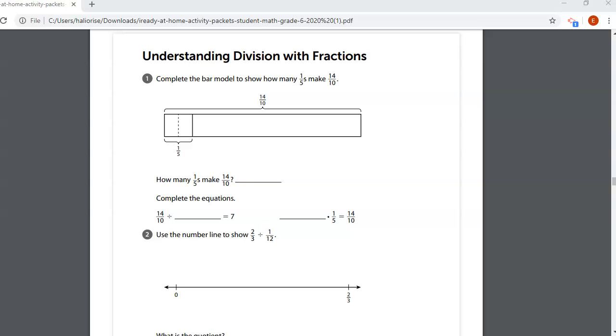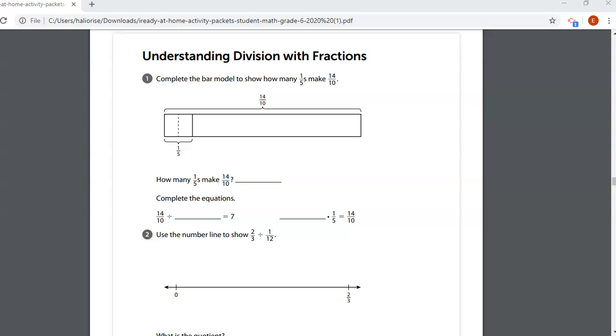So today, for April 16th, you are doing understanding division with fractions and using multiplication to divide by a fraction. So right now, we are going to do number 1, and we are going to use a bar model to show how we can divide.